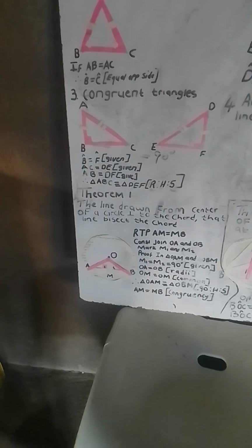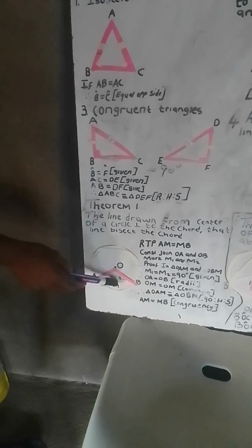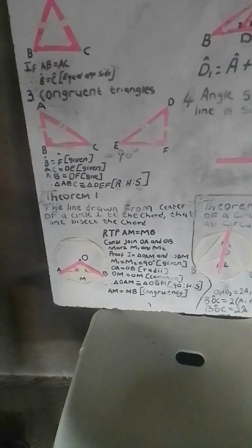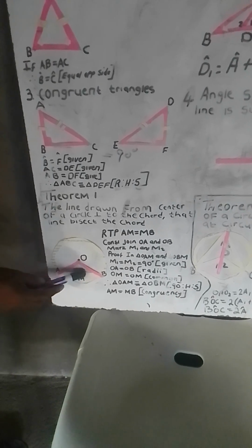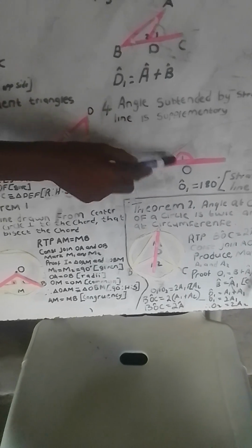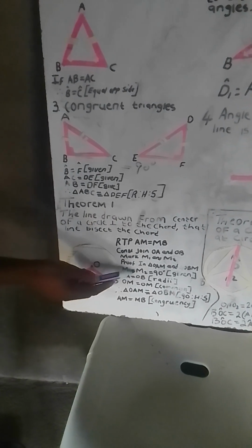So then we prove. When we prove, we know that M1 is 90 degrees. We are given that. If M1 is 90, even here at M2, it must be 90 degrees. Why? Because 90 plus 90 is 180, and the angle subtended by a straight line is 180, like we said here. Okay. So M1 is equal to M2. They are all equal to 90 degrees as I indicated here.